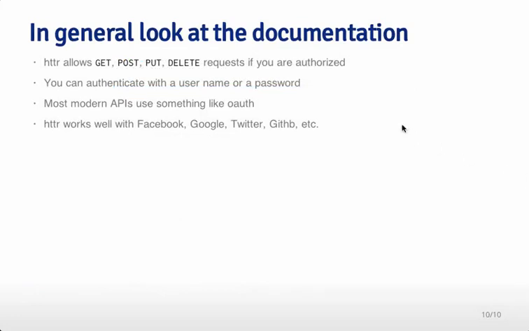So in general, you have to look at the documentation. httr allows GET, POST, PUT, DELETE requests if you are authorized. As you can see, I was authorized to read and write particular to the timeline of Simply Stats because that's who I created the application through. You can also authenticate with a username or a password in some cases. Most modern APIs, though, use something like OAuth, like we saw just now with Twitter. httr works well with Facebook, Google, Twitter, GitHub, and so forth.